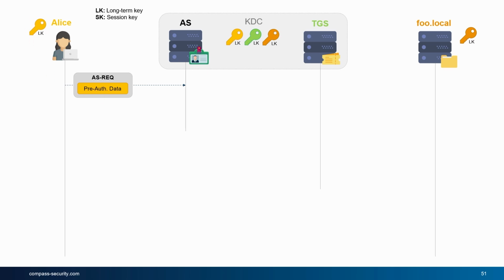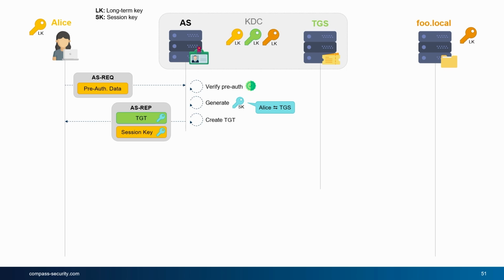Now, when the authentication server receives the AS-REQ, it will first verify the pre-authentication data, since it also has access to the same key material. And then it will generate a session key. This session key is specifically used to secure the communication of the next step. So that means between Alice and the TGS. Then it will also create the TGT. As a reply, it will send the AS-REP part of the protocol flow.